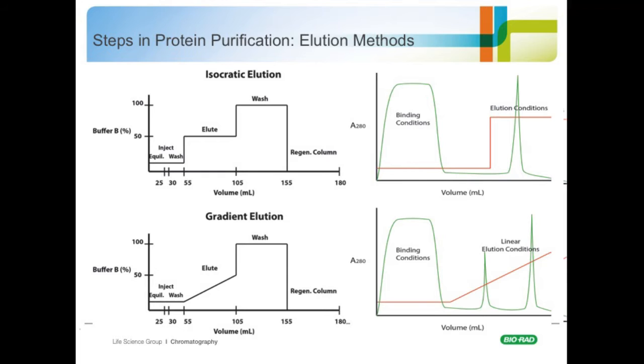But I'm really trying to make the point that there are 2 typical methods that researchers will use to elute their protein off of the column. And you see one is a very sudden step, or isocratic elution. The other is gradient elution, or changing the concentration over time.